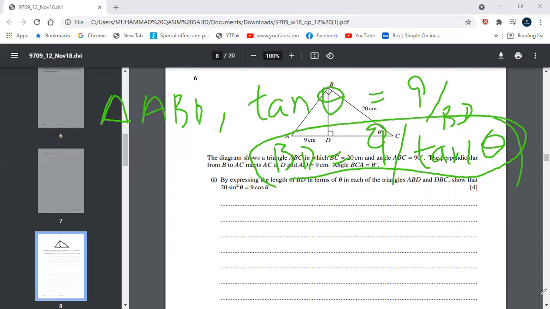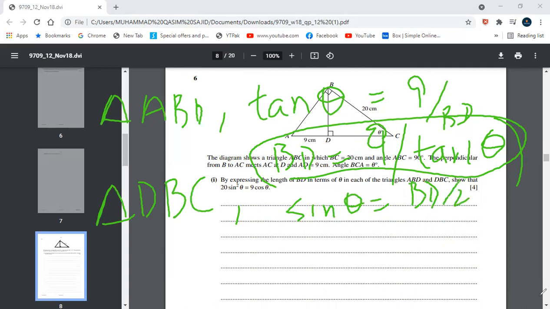Now for the second, in triangle DBC, the value must be sine theta equals to BD upon 20, and BD must be 20 sine theta. Is this clear? Here simple mathematics.